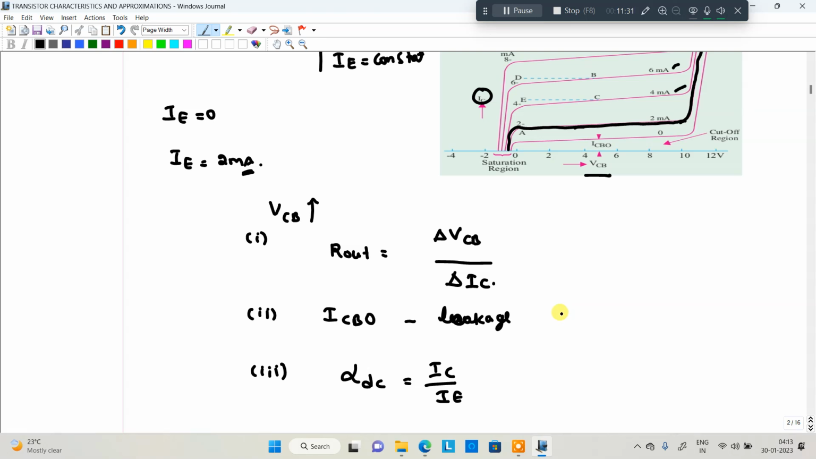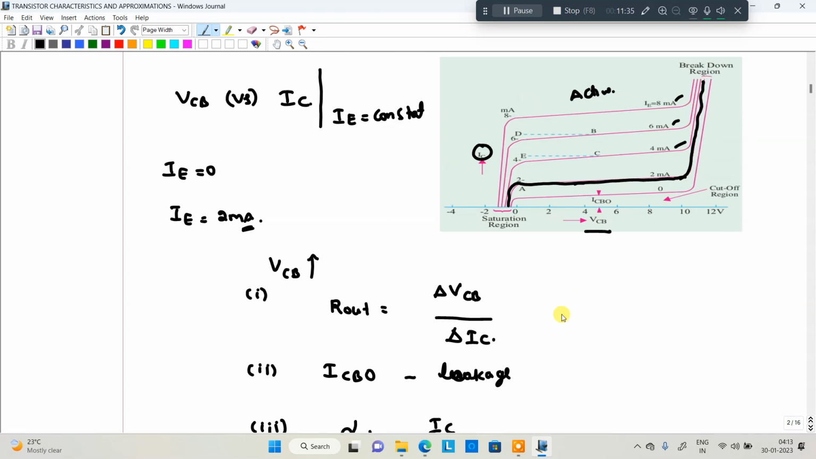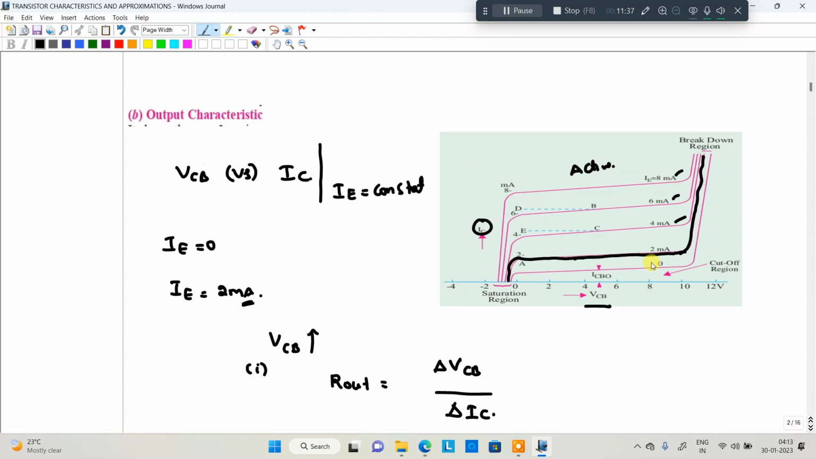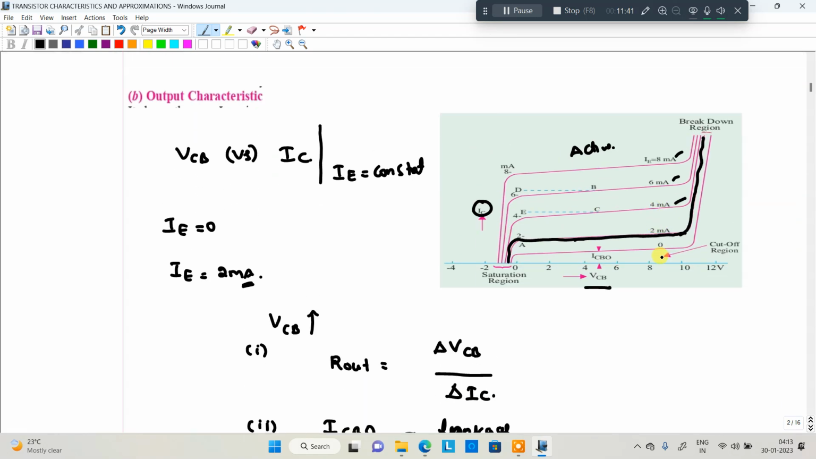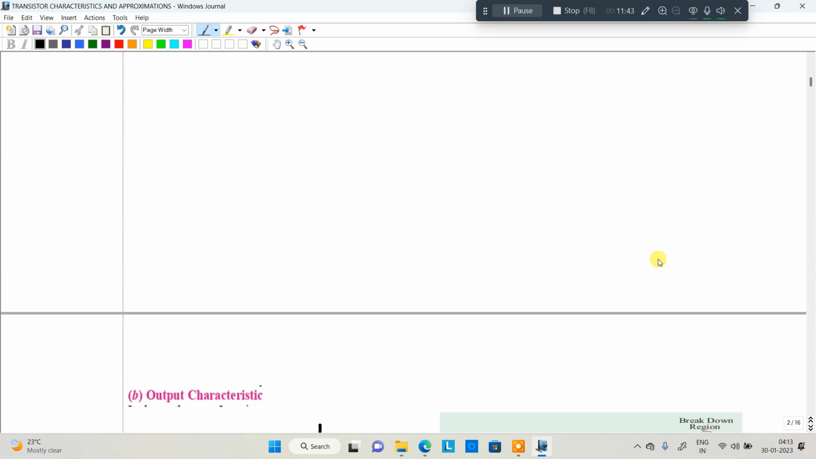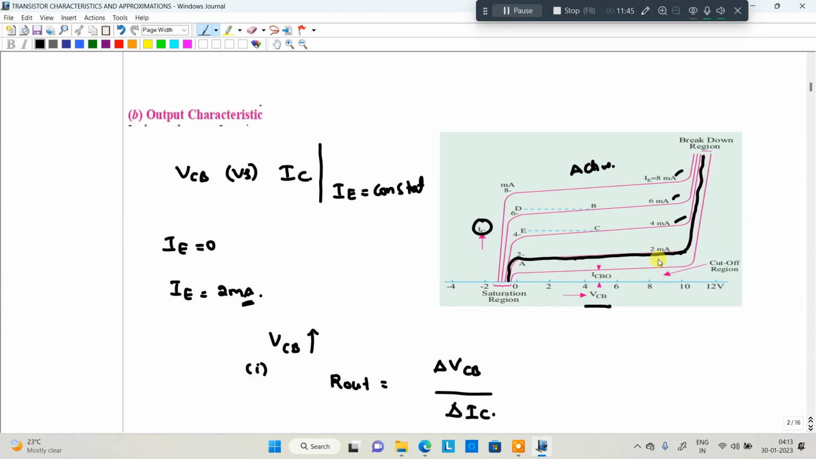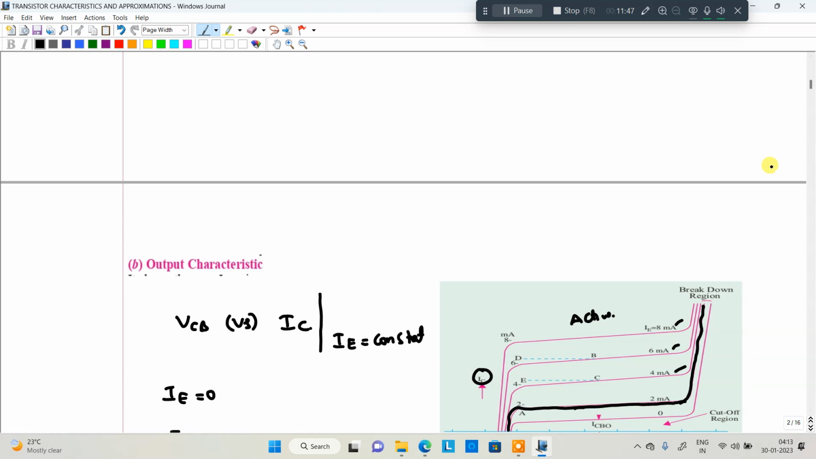Also study another point, the avalanche breakdown. Here the current increases rapidly, and you can also study that with the help of these output characteristics. These points are enough for the output characteristics of common base. Then we are moving to the next one.